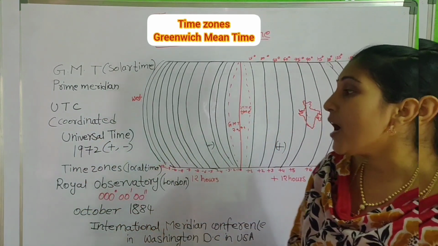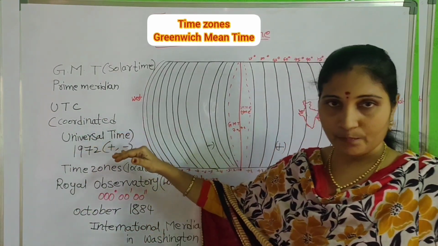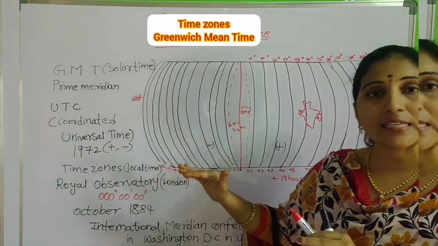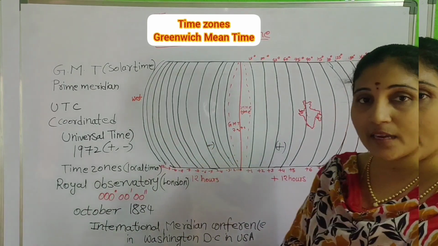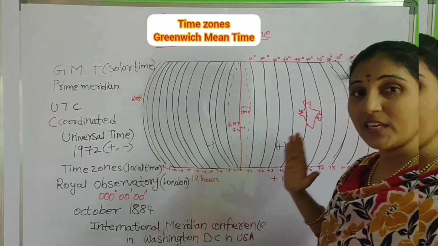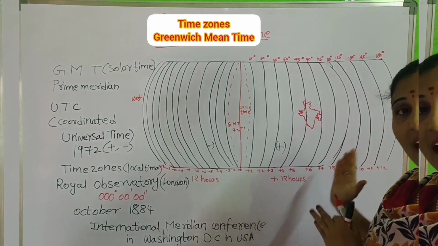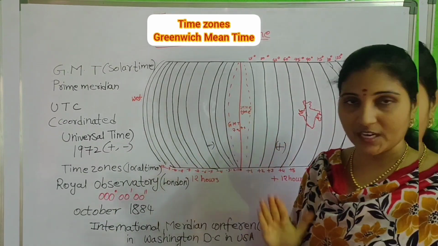Next, coming to universal time. Here in universal time, we calculate the time as positive and negative: towards the east we add, and towards the west we subtract.